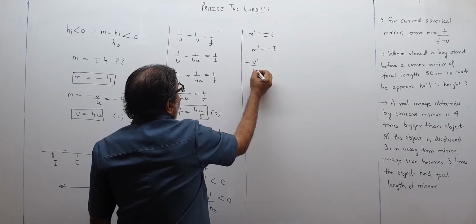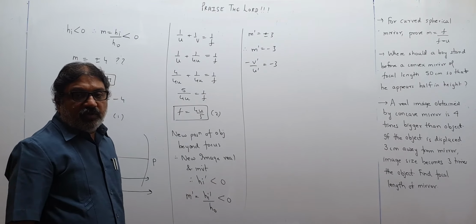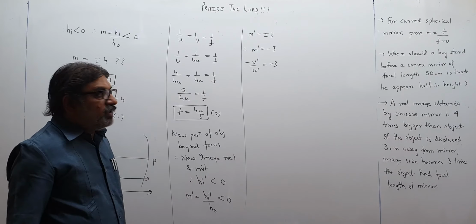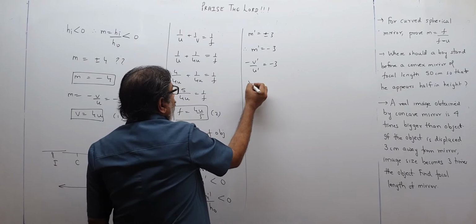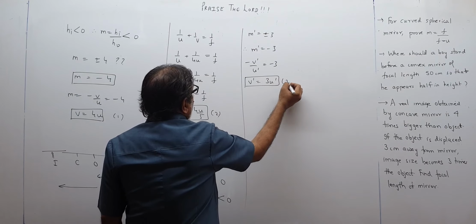This will be minus v dash upon u dash. New object position, new image position. Object changes, image also changes. So v dash and u dash. So v dash becomes 3u dash. Third equation.